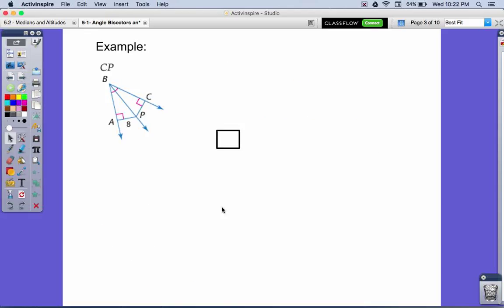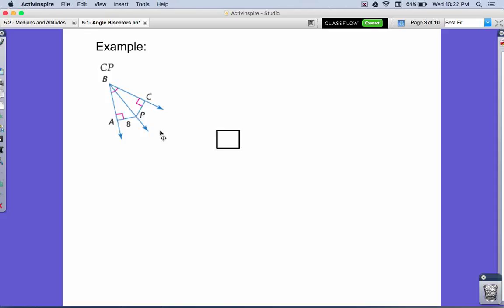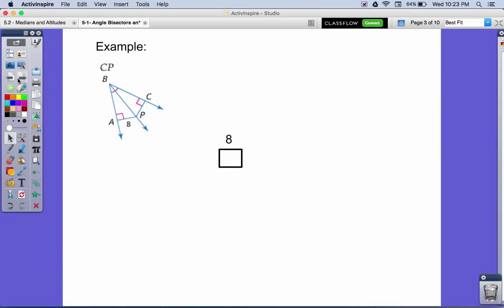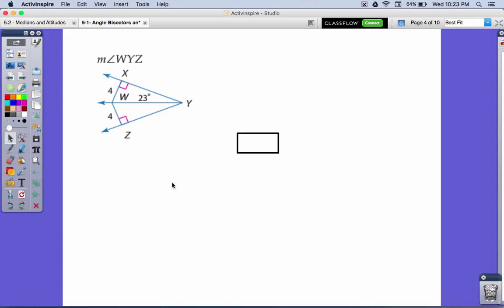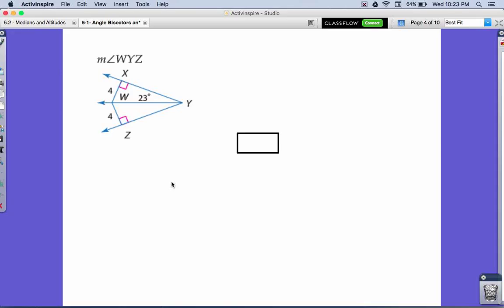So, some examples. In this case, we know that this is an angle bisector. So, if PA is 8, then PC is also going to be 8. In this example here, if we know that both of these are 4, then we know that this is an angle bisector. So if XYW is 23, then we know that WYZ is also going to be 23.